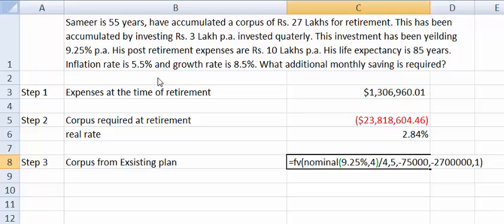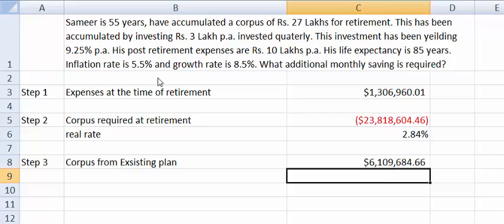I don't care what that rate is, I just want it, so I can use the function within a function. After 5 years, if I'm investing a present value of 27 lakhs and 75,000 per quarter, and since this is quarterly, one more change, what is required is 5 into 4, which is 20. So when we divide the rate by 4, we multiply the NPER by 4. When this is done, we enter and we get our result: 61,09,684. That's what we have.